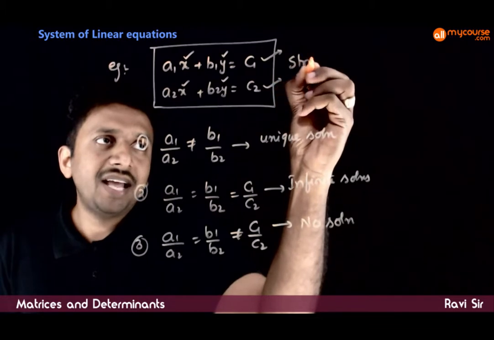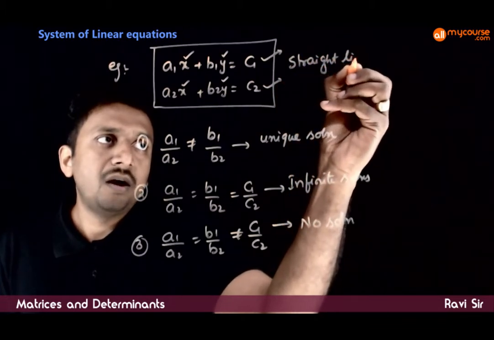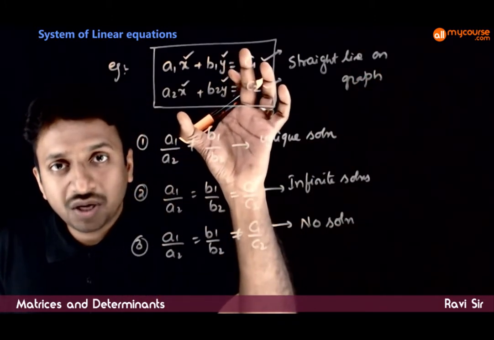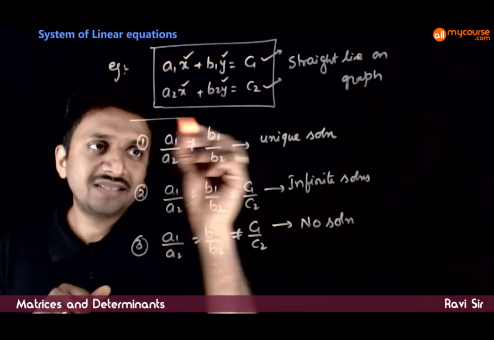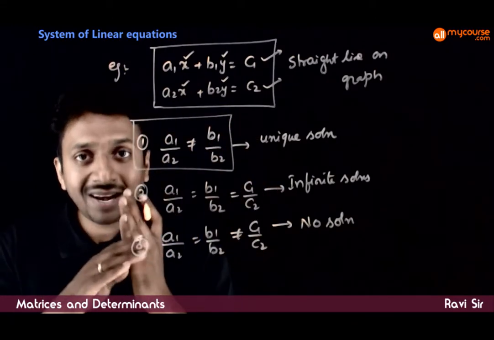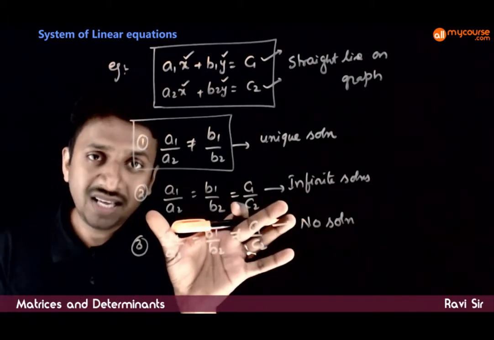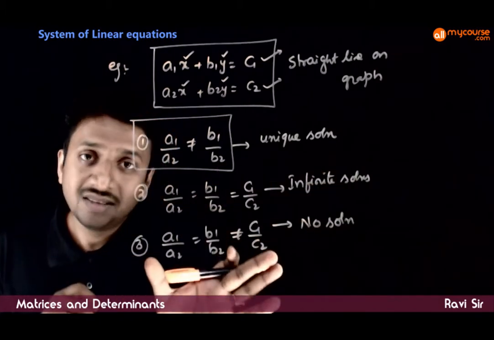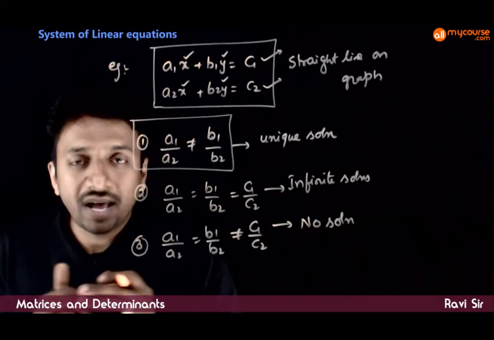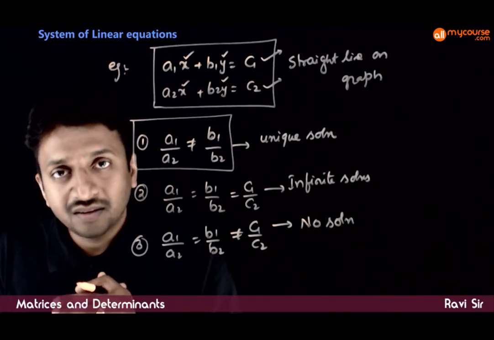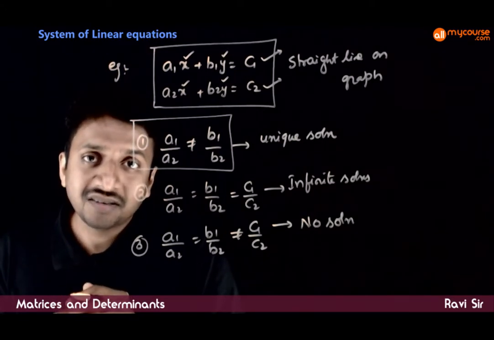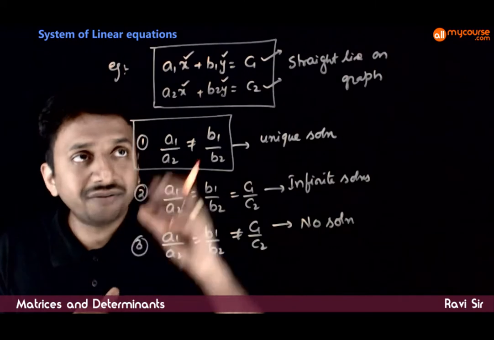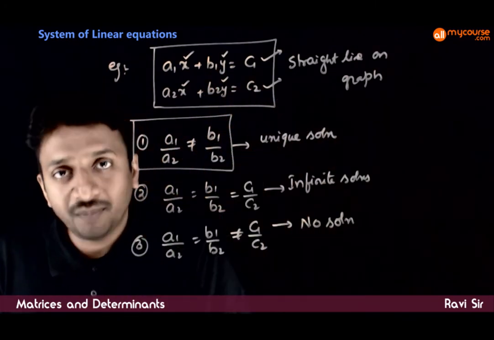So you have already analyzed this in your lower classes, where you assume that these are straight lines on a graph sheet. If you draw the graphs of these equations, you get two straight lines. In the first case, we deal with two non-parallel lines, and they intersect at a single point. The second case corresponds to coincident lines where you have infinite solutions. The third case corresponds to parallel lines where you don't have any solution. Now, what we're going to learn is how to use matrix methods to find the consistency of 2 by 2 equations and 3 by 3 equations.